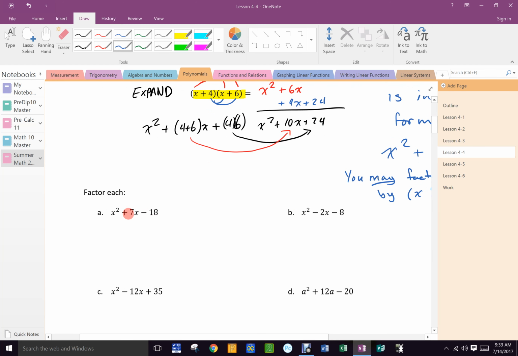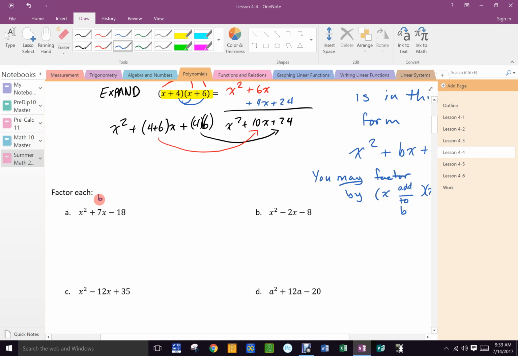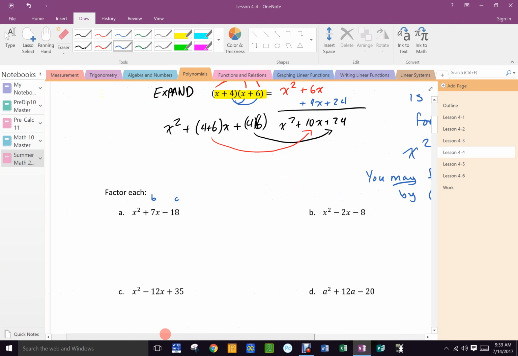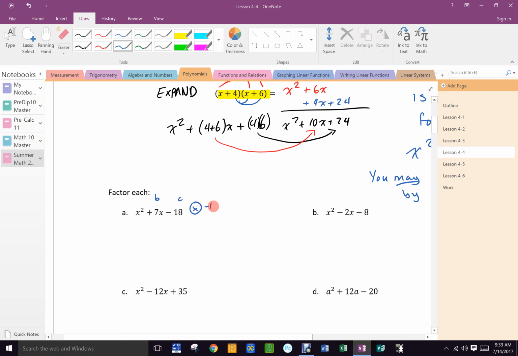So, let's have a look at this. Is this in a form that might work? There's no number out in front there, and it's a trinomial. So if it is going to work, I need two numbers. That's b, that's c. I need two numbers that will do what to c? They have to multiply to c. So I need two numbers that will multiply to negative 18 and add to 7. What are they? So I need factors of 18.